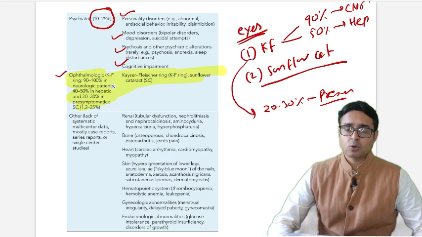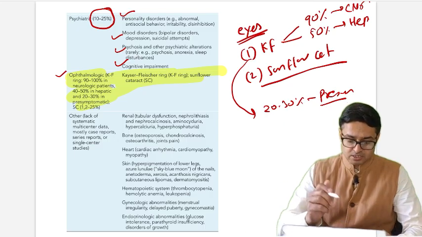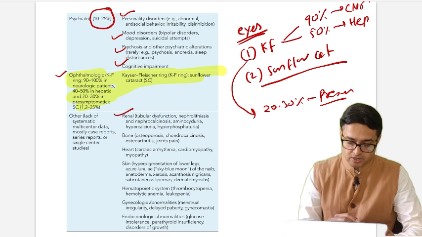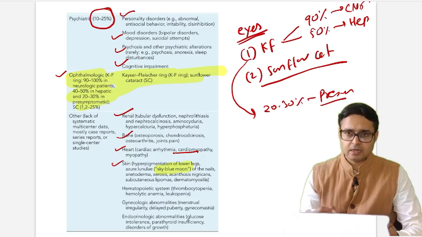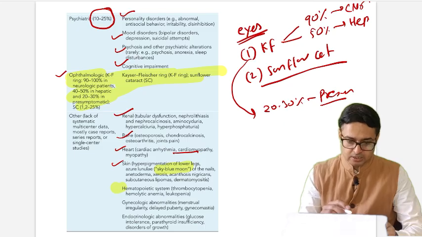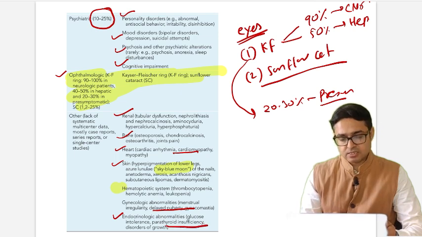Now I mentioned KF ring is copper deposition in Descemet membrane, best seen in slit lamp examination. And what is the other abnormality in the eyes apart from KF ring? It is sunflower cataract seen in Wilson disease. What are the other manifestations? As we discussed, renal dysfunction, bone osteoporosis, heart cardiomyopathy, skin. This is hyperpigmentation of lower legs, sky blue lunula of nails, xerosis and acanthosis nigricans. These are non-specific, but you just have to remember sky blue lunula. And the hematopoietic system is discussed: DCT negative, Coombs negative hemolytic anemia, and delayed puberty, gynecomastia, glucose intolerance, and parathyroid insufficiency are there.